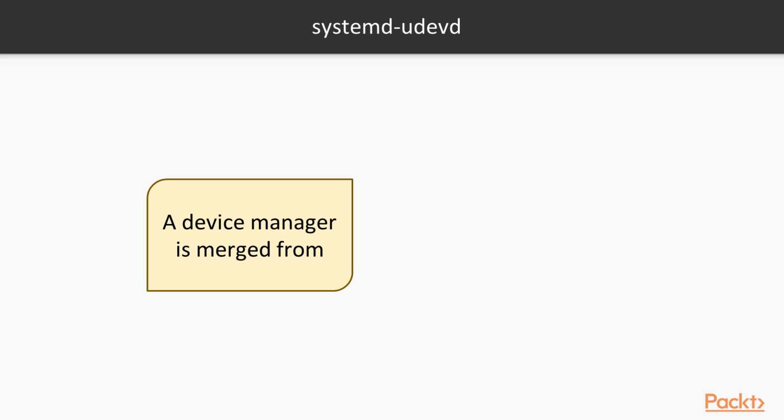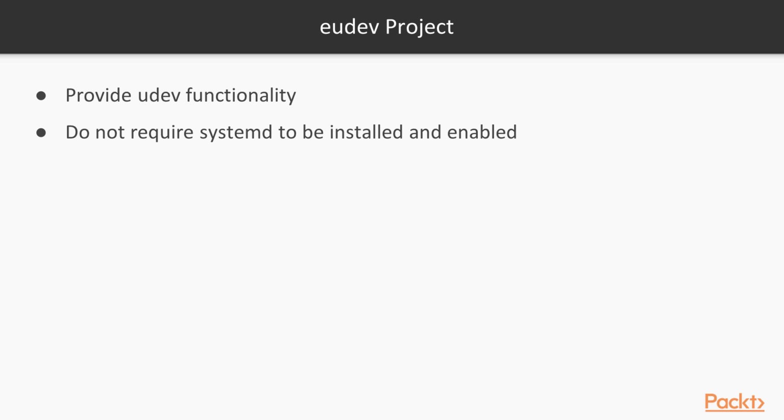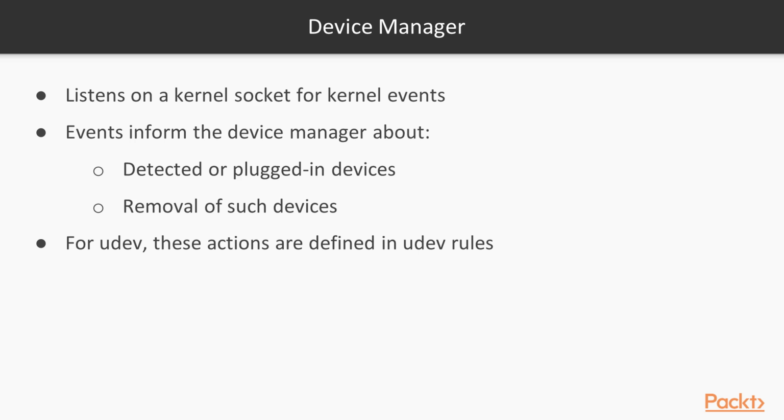Nowadays device files are managed through a combination of a pseudo file system and a user space device manager called udev. This device manager has been merged in systemd as well, becoming systemd-udevd. There are projects such as eudev which provide udev functionality without requiring systemd to be installed and enabled on the system. The device manager listens on a kernel socket for kernel events. These events inform the device manager about detected or plugged-in devices or the removal of such devices and allow the device manager to take appropriate action. For udev, these actions are defined in udev rules.